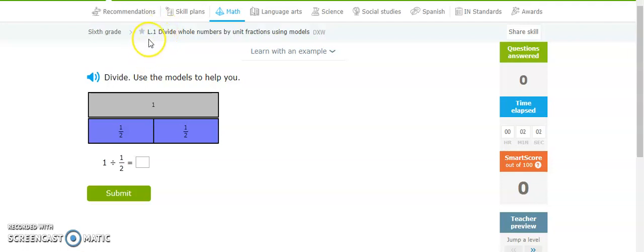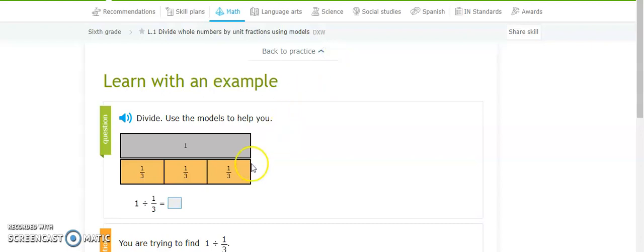Hey, sixth grade. So today we're going to look at L1, which is dividing whole numbers by unit fractions using a model. And the shortcut is DXW. So let's look at the quick example.